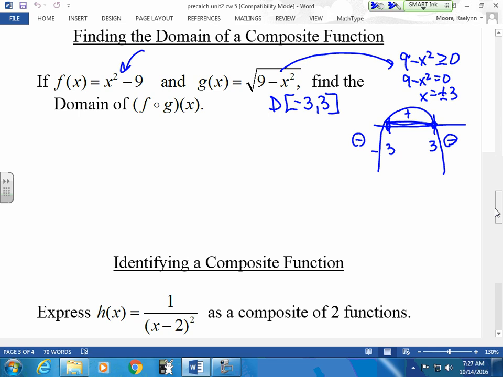Good? Now we're going to find the domain of this guy. That is the domain of this. Now we're going to find this equation. We're going to take G and we're going to put it into F.